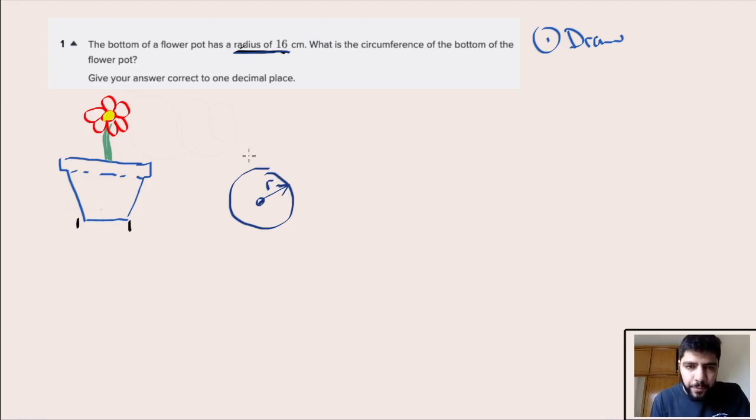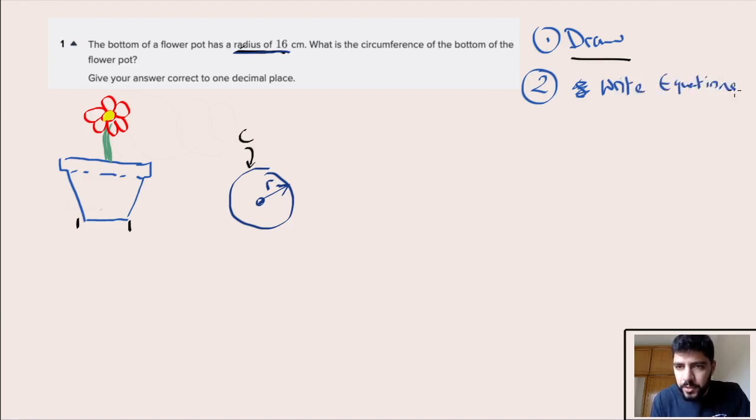And now they're asking for circumference, which is the length of the edge of the circle. Now we're going to use the equations we already knew. So we finished step one, or strategy one, which is drawing. And let's look at a different one right now. The strategy is to write equations, right? And so our equation here, we know that pi equals c over d, right?